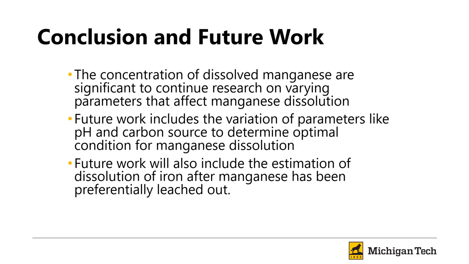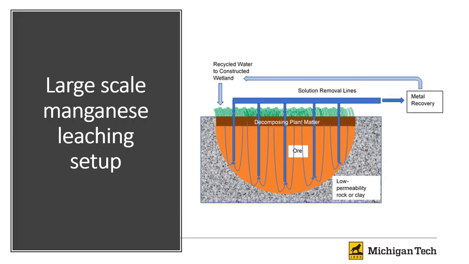The concentration of dissolved manganese is significant to continue research on varying parameters that affect manganese dissolution. Future work will include the variation of parameters like pH and carbon source to determine optimal conditions for manganese dissolution. Future work will also include the estimation of dissolution of iron after manganese has been preferentially leached out. The image shows manganese leaching setup which is hypothetical and could be used on a large scale.